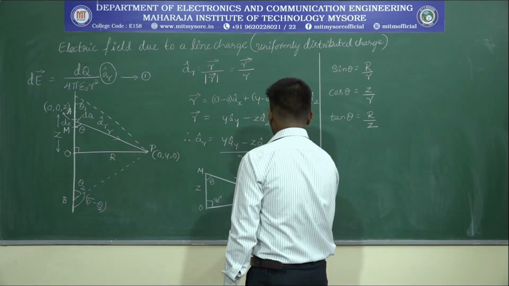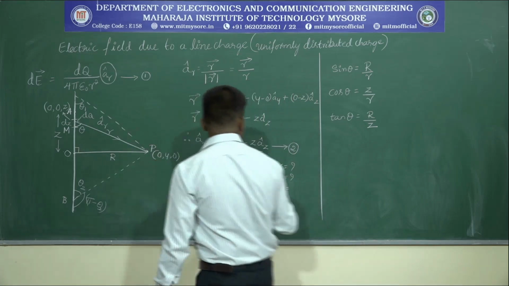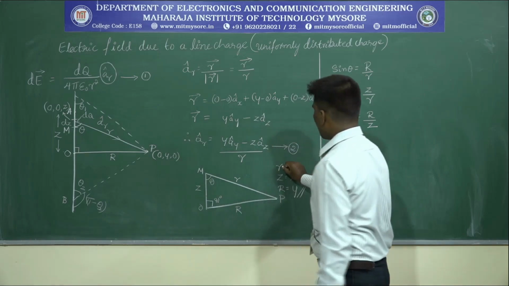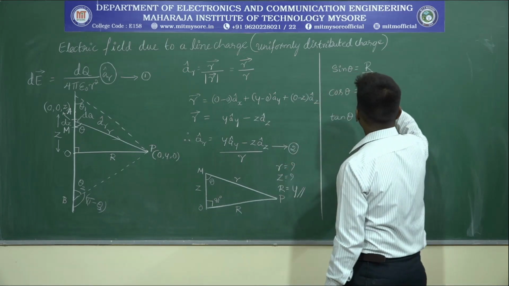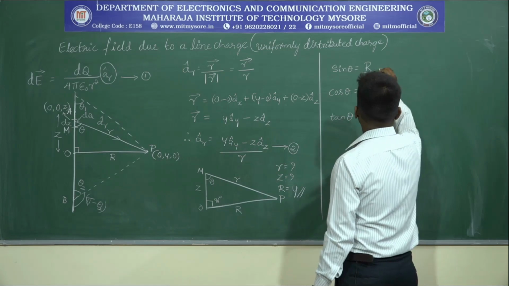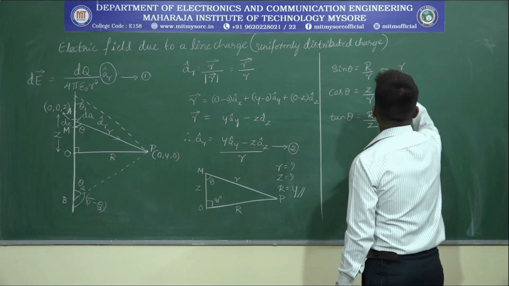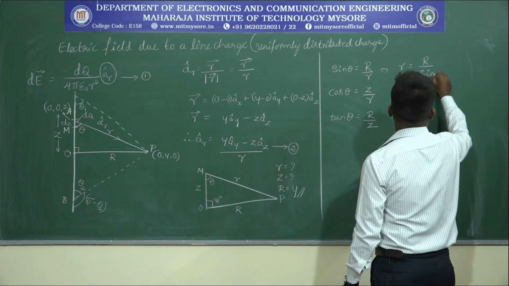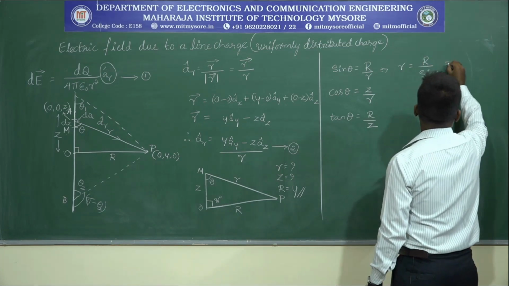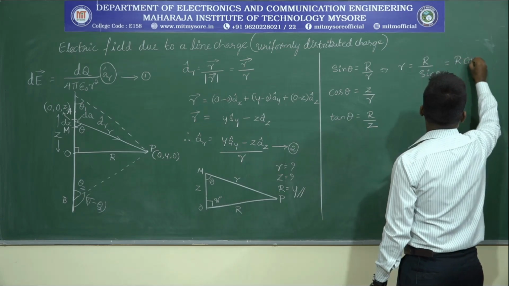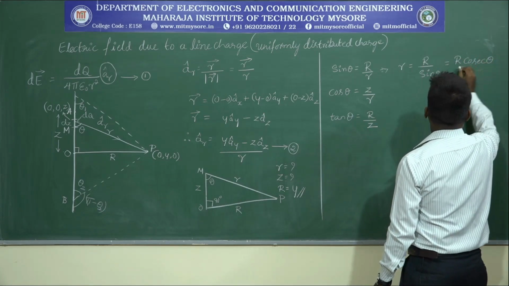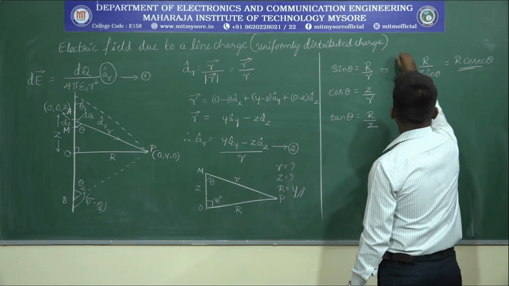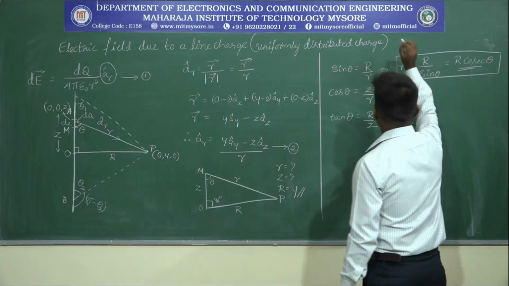We know that capital R is equivalent to the y. Capital R is equivalent to y. No need to calculate this. So we need to calculate small r and z. So in order to calculate small r, we can resolve this equation as r is equal to capital R divided by sin theta. Therefore, this can be written as R into cosecant theta, because 1 by sin theta is cosecant theta. So small r is given by R cosecant theta.